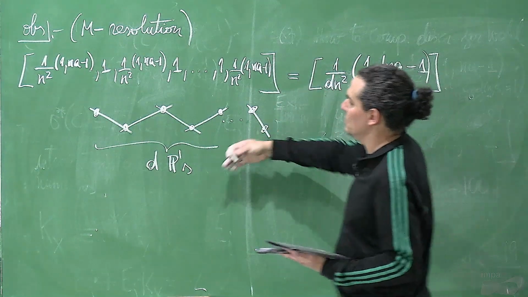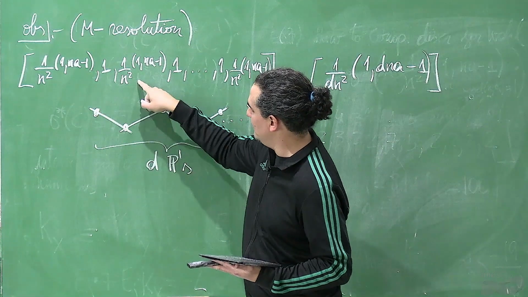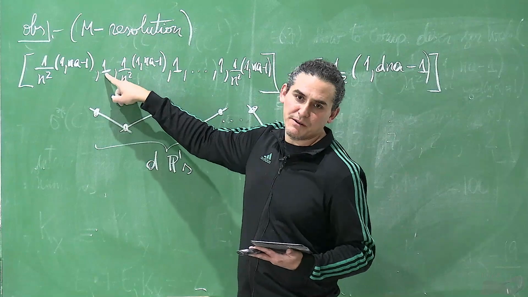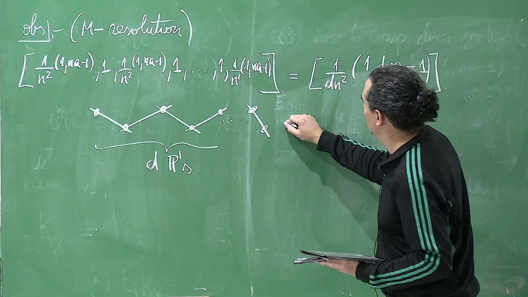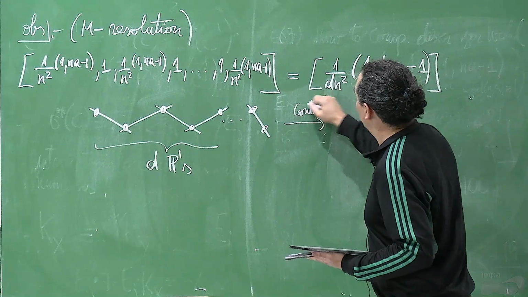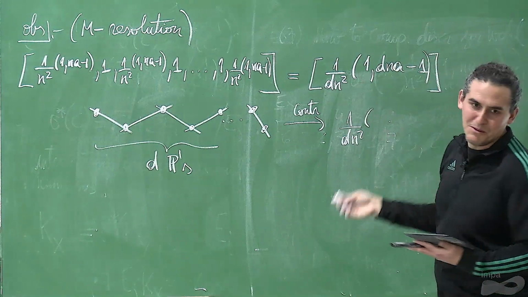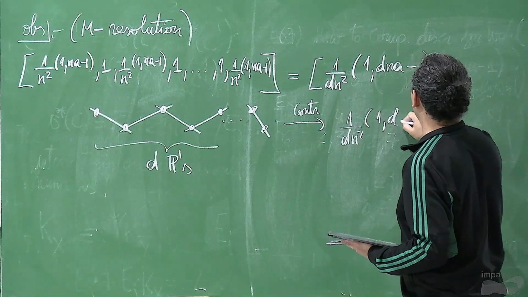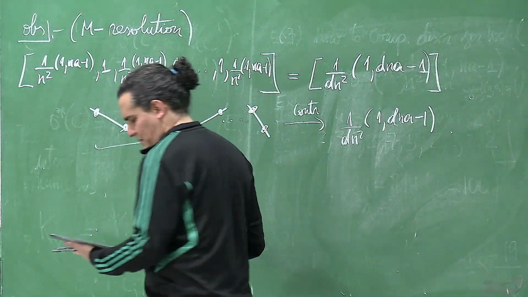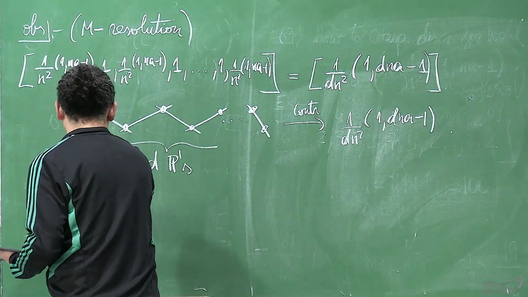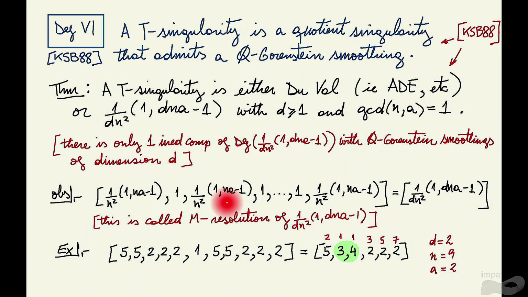And so when you minimally resolve, you will get the resolution of this singularity, the same, but in between you have this -1 curve, and then -1 here, and then the other and the other. But you can contract that to this singularity, 1 over d n squared. And this is numerical. You can do it numerically. Let me show you one example at least. So this is what I just wrote.